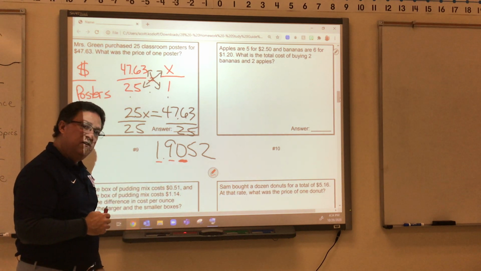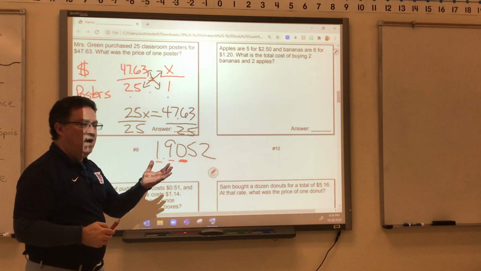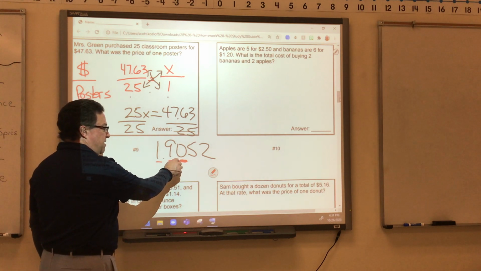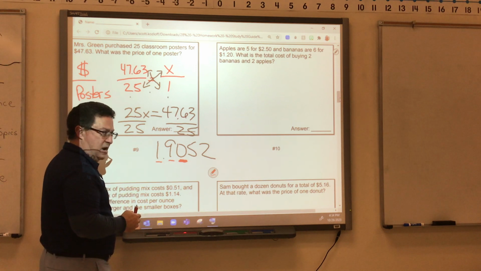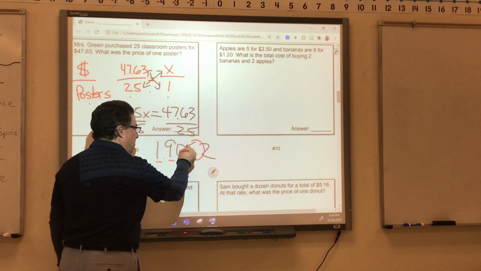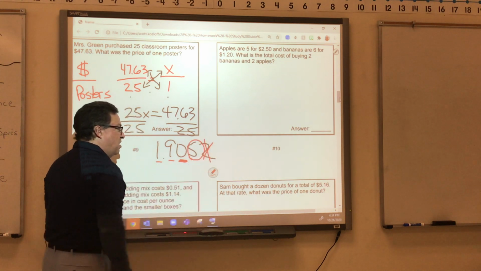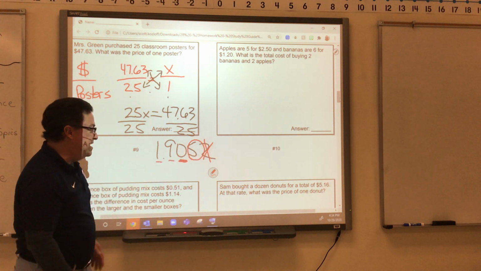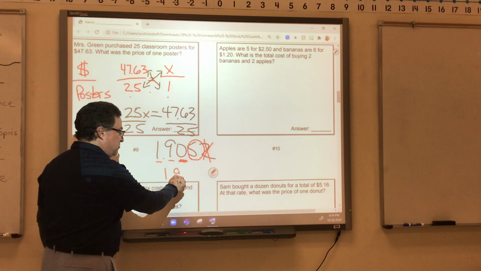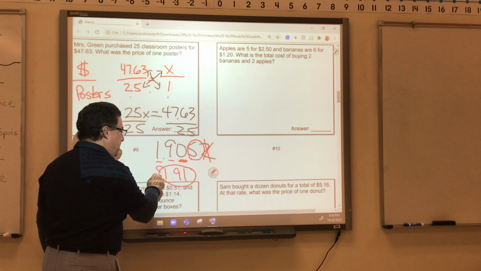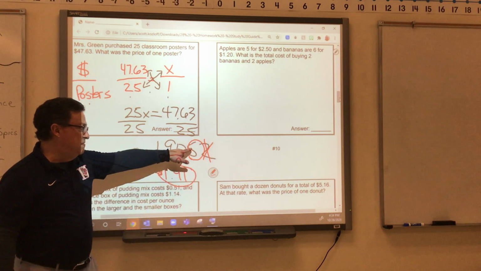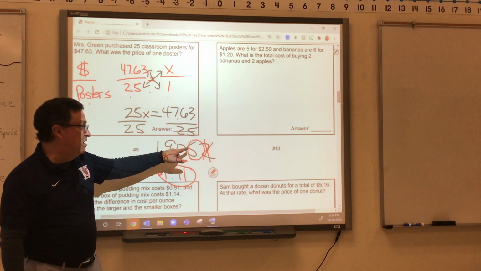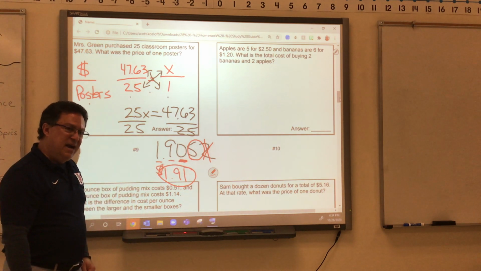Do I keep it 0 or do I raise it up 1? Well, remember, underline what you are trying to round, circle the number next to it, and drop off anything behind it. 5 or more, raise the score. So the actual answer is $1.91. If this was a 4, 3, 2, 1, or 0, the answer would be $1.90.